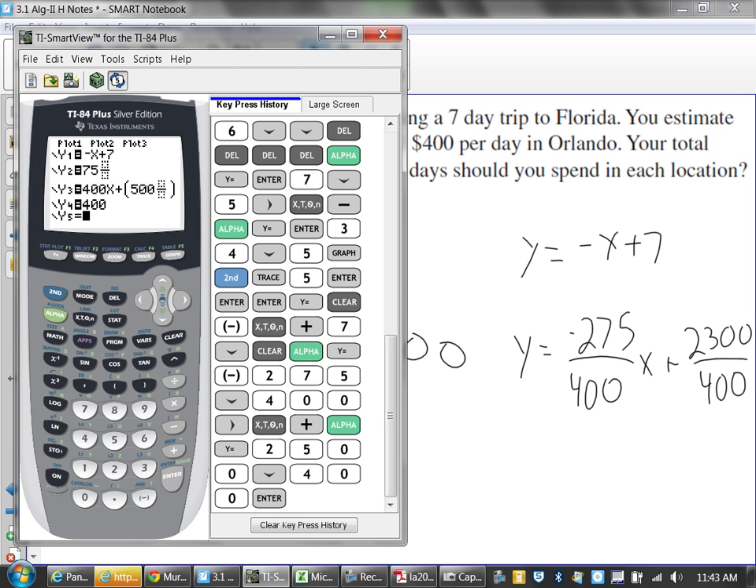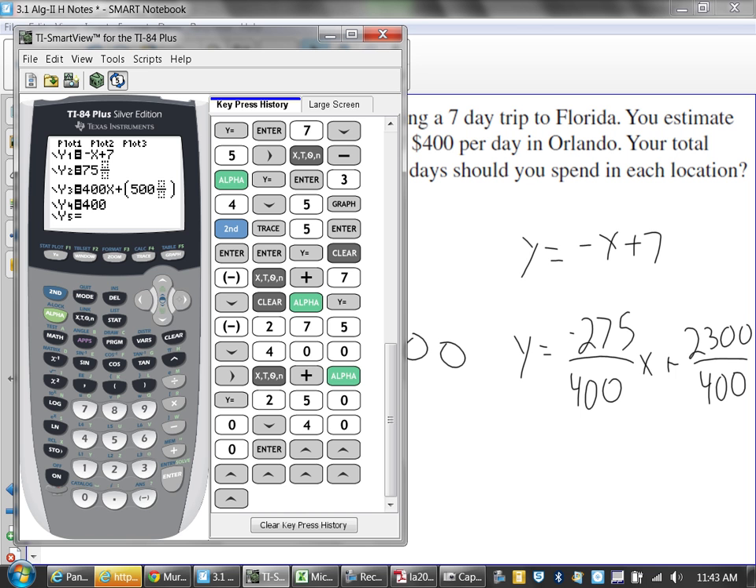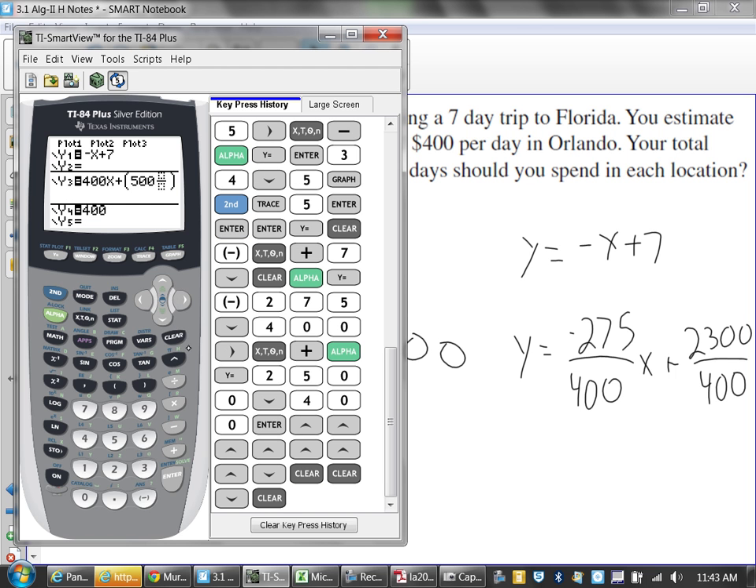Wow. That's what happens when you don't pay attention when you're typing it, so that's not going to work at all. Oh, this is why I don't like using the emulator all the time. It takes so long for it to type in. I thought it was 250. 2300, I think.